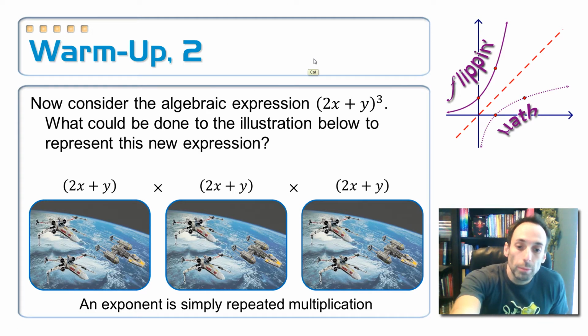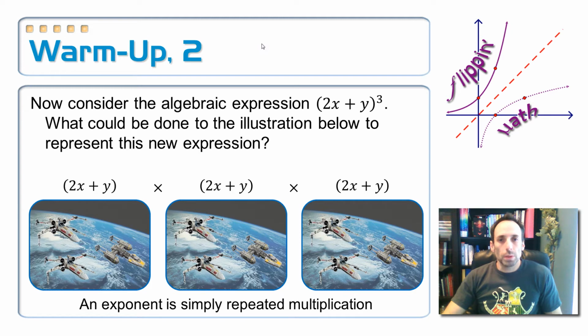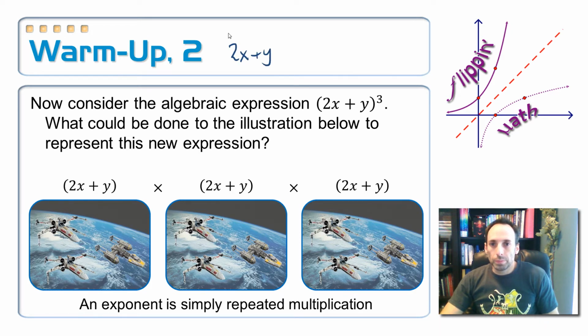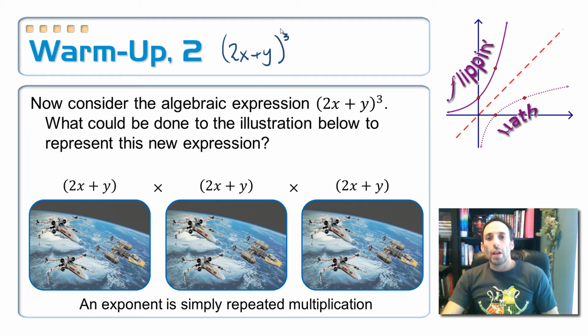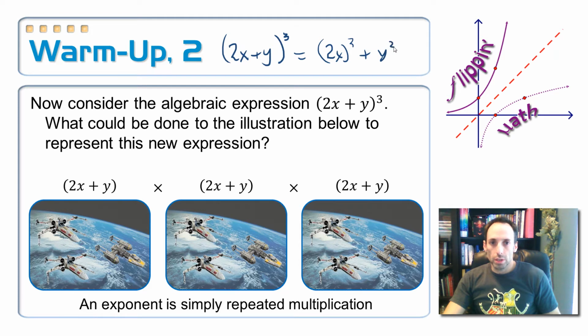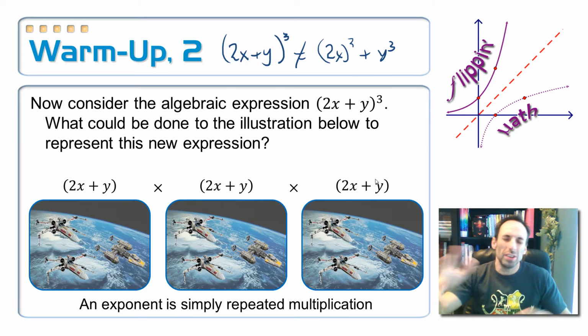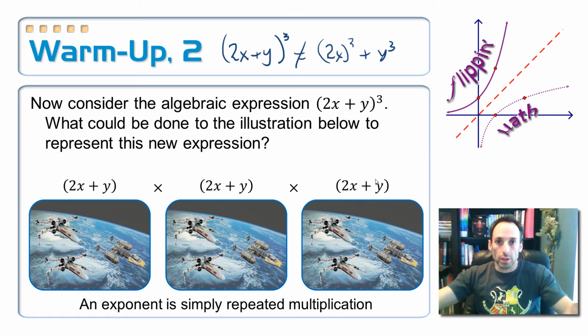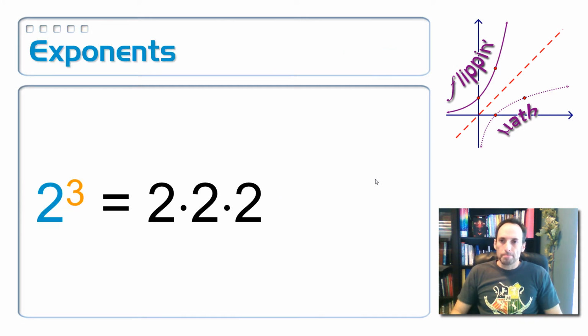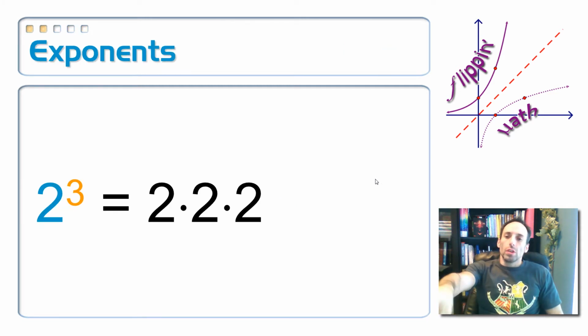Another thing I'm going to point out is something that most people make a mistake on. It's understandable. With 2x plus y, you're so used to the distributive property that you want to give the 3rd power to both of these things and say this is equal to 2x cubed plus y cubed. But it is totally not equal to that. It means this quantity times that quantity, and you'd have to FOIL it out. You'd have lots and lots of terms.